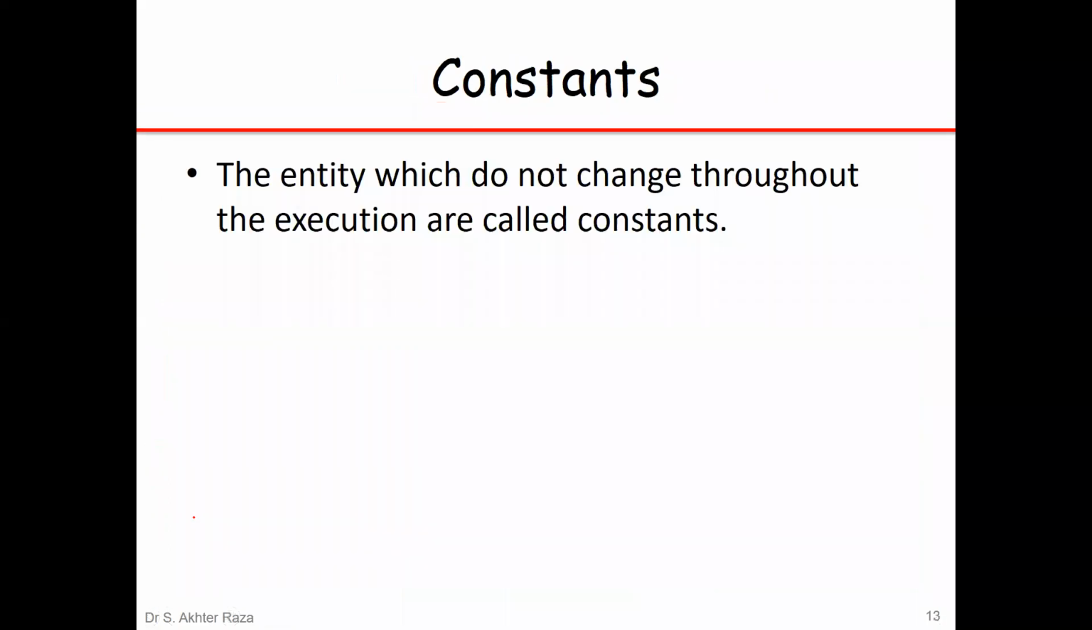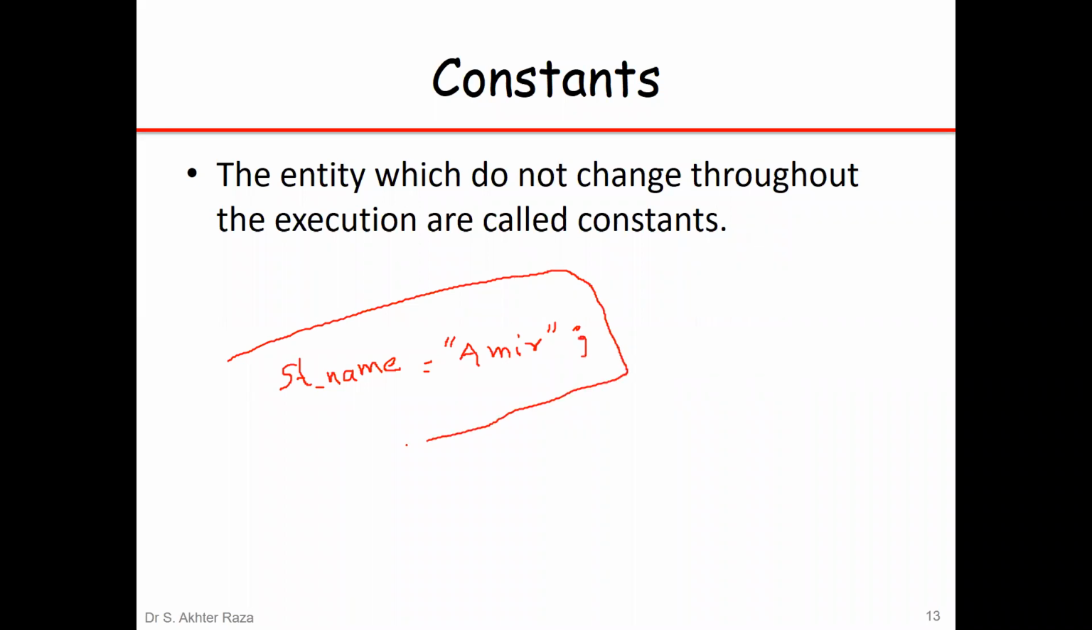Now, constants. So what is the difference between a variable and a constant? St name is a variable, and I gave you an example. Amir is a constant. So Amir is a constant, st name is a variable, equal to is an operator, and this complete line is called a statement. So you should be familiar with and recognize what a statement is.